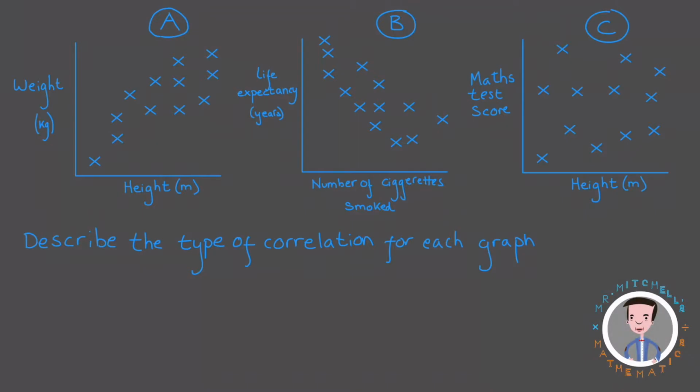Hi there and welcome to Mr. Mitchell's Mathematics. We're now going to be looking at how to identify different types of correlation on a scatter graph.